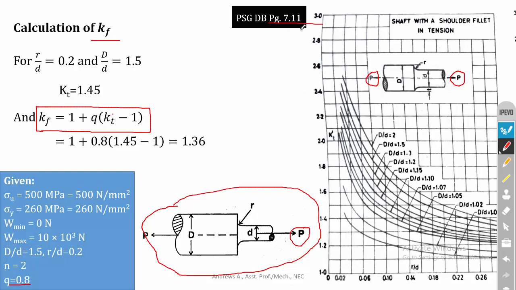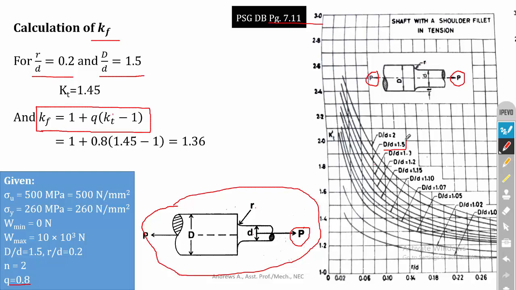Okay, and in the graph the x-axis is r by d. Okay, so in the drawing you can see r is the fillet radius and d is the smaller diameter. Okay, in the problem also the r is fillet radius and d is the smaller diameter. And in the problem they have given that r by d is equal to 0.2. So they have directly given, we can take the value. Then the graph curve is D by d. Okay, and in the problem the D by d value is given as 1.5. So r by d is 0.2, D by d is 1.5. So search for 1.5 curve. So it is the second one.